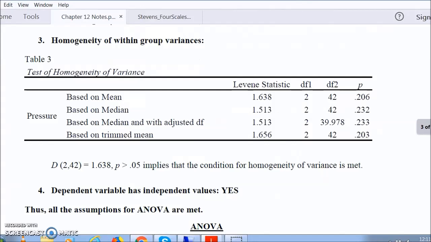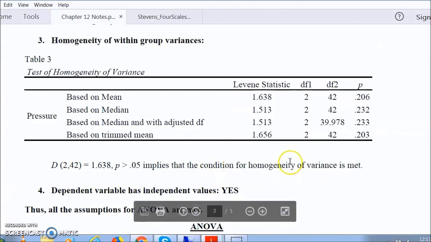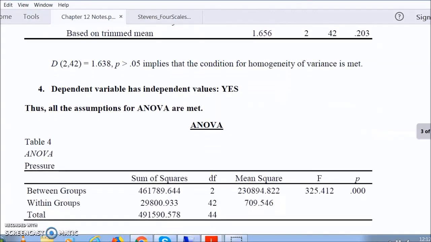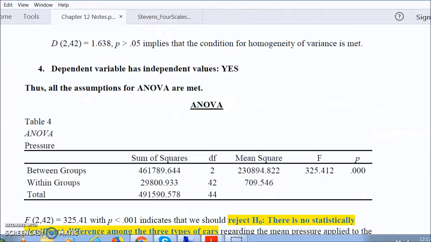We have the homogeneity assumption, in the same way that we have been talking about. Once again, this is the test for homogeneity, and we fail to reject the null in the same way. So that means the homogeneity of variance is met. And then the dependent variable has independent values. Yes. So all the assumptions for ANOVA are met, and we go ahead and do the ANOVA.